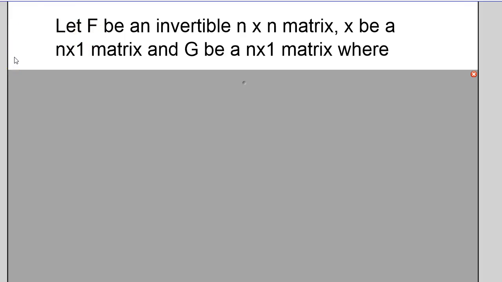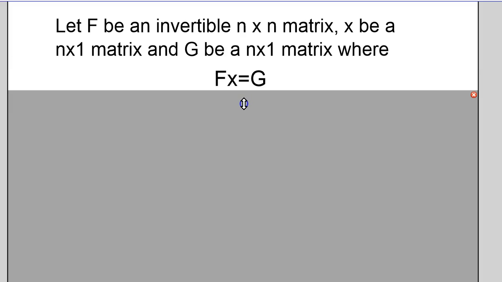And then let X be an n by 1 matrix and let G be an n by 1 matrix, where the following relationship holds. If I were to multiply the F matrix times the X matrix, I would get the G matrix. And as you can see, the dimensions hold, and F being n by n and X being n by 1 means when I multiply these together, I will get an n by 1 matrix. So the question is, how are we going to use that?